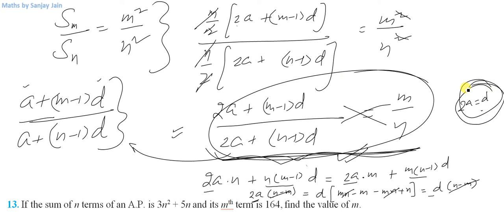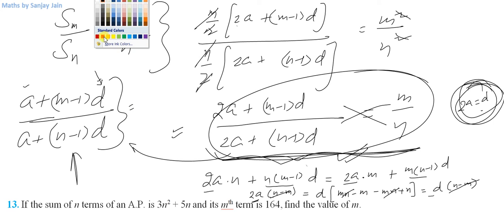What I'll do is I'll put 2a equal to d, or this relation in this ratio, to find the value of this ratio. So 2a equal to d. So I can simply replace this d with 2a. If I do that, let me change the color of pen.